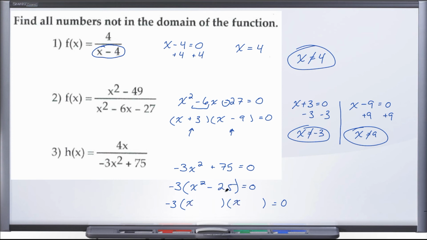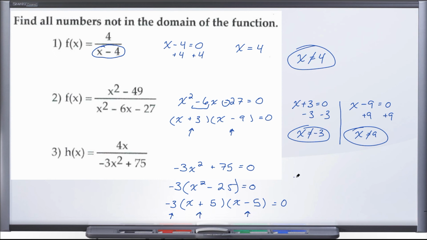And what is the square root of 25? Well, the square root of 25 is 5. And then with the difference of perfect squares, we do just a plus and a minus, and there we have it. So now that we've factored the left-hand side, let's set each of these factors independently equal to 0 and see what we have.